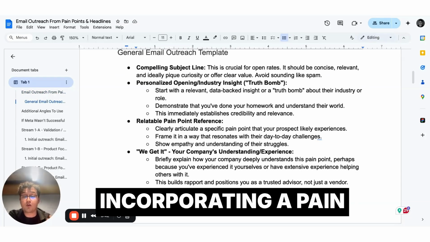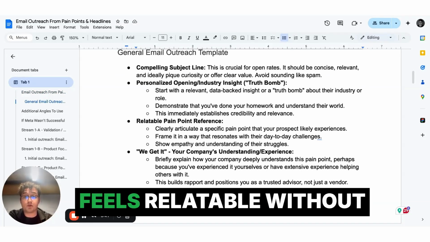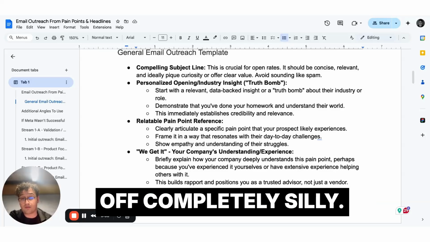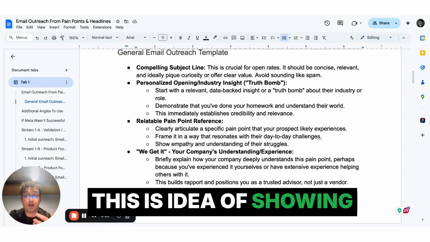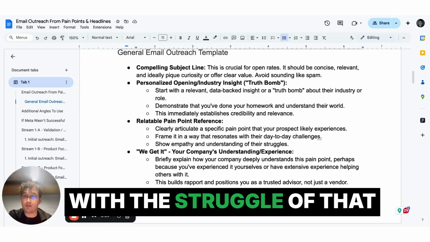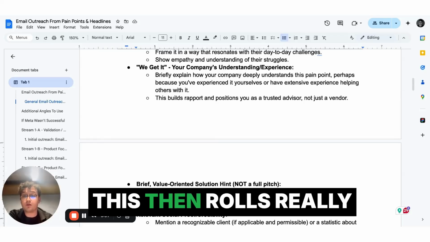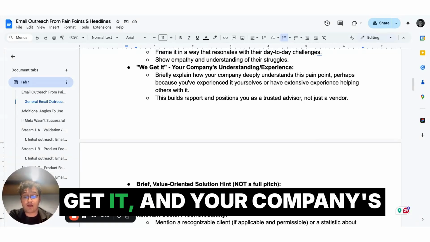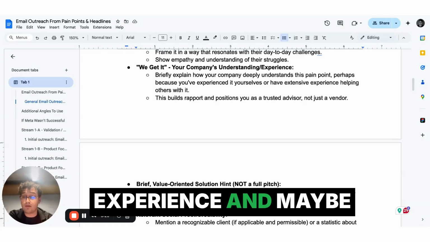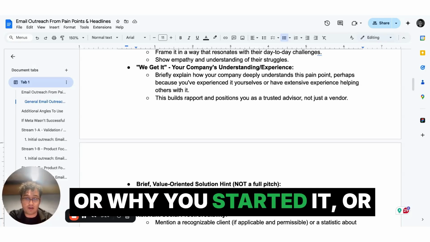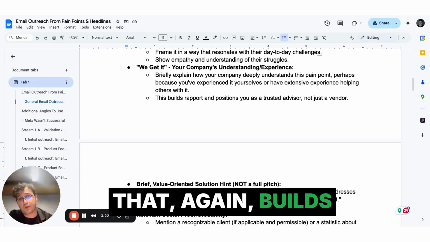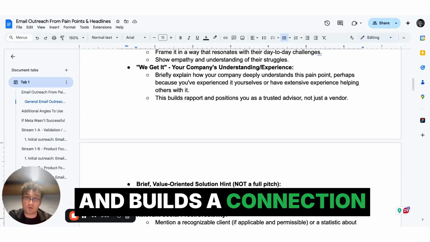The next is this idea of incorporating a pain point in a way that feels relatable without feeling like we're coming off completely silly. This is the idea of showing empathy and going along with the struggle of that person you're talking to. This then rolls really well into the whole "we get it" and your company's understanding of this experience, and maybe why you're building this or why you started it, which builds credibility for yourself and builds a connection with the reader.